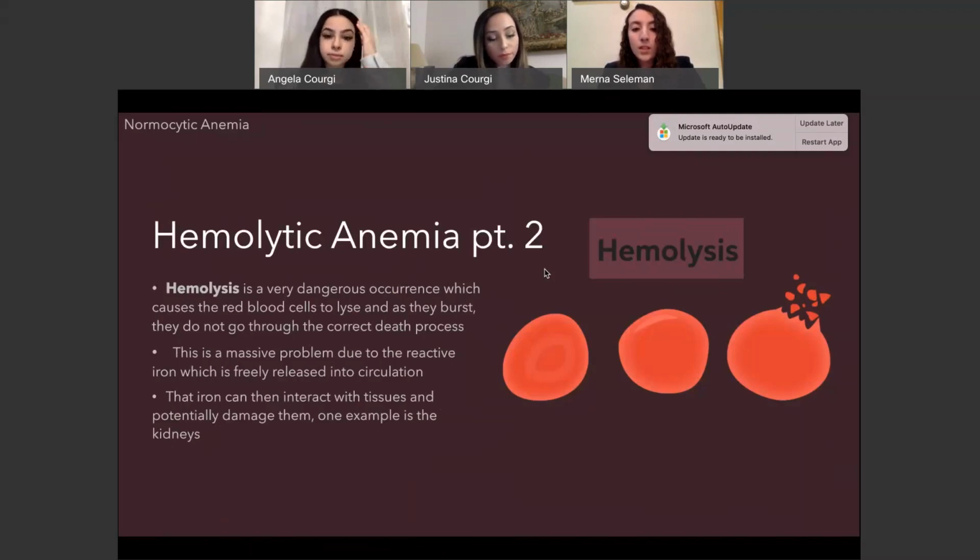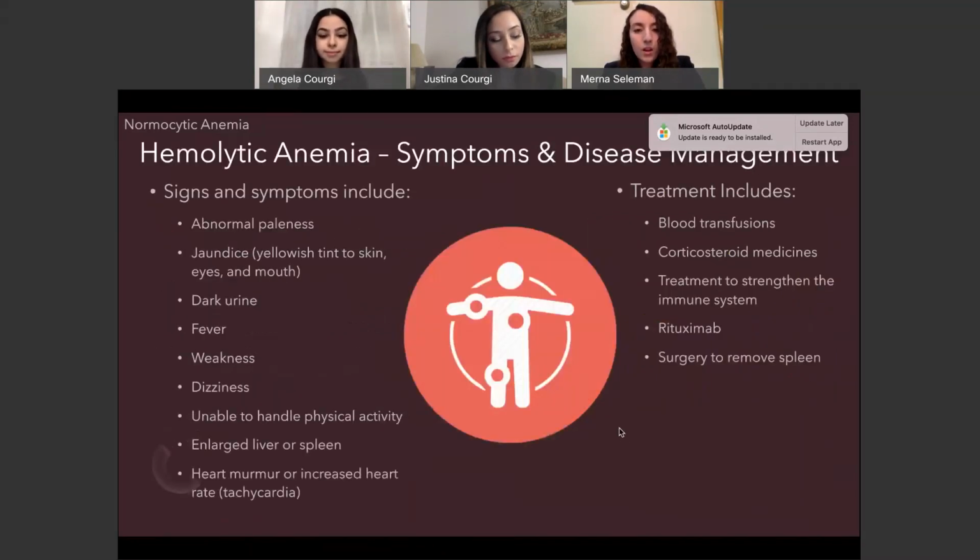One example is the kidneys. The kidney attempts to help excrete this reactive iron into the urine, but in the process it interacts with all of the cells of the kidney, and will ultimately damage the kidneys as well. In severe hemolysis, kidney damage and kidney failure are plausible outcomes due to the reactivity of that iron. And on to the symptoms of hemolytic anemia. Some of them include abnormal paleness, dark urine, dizziness, and an enlarged liver or spleen.